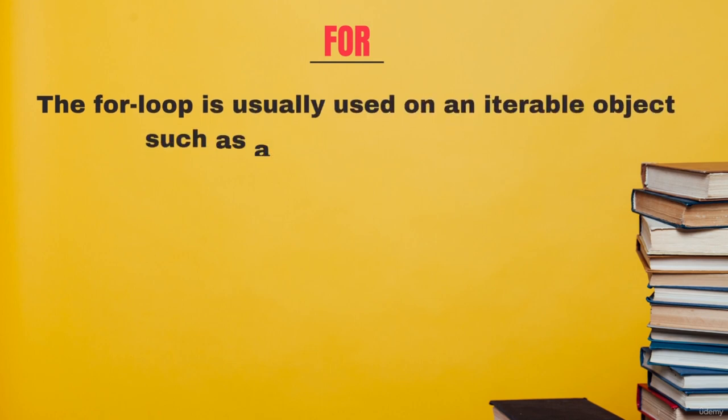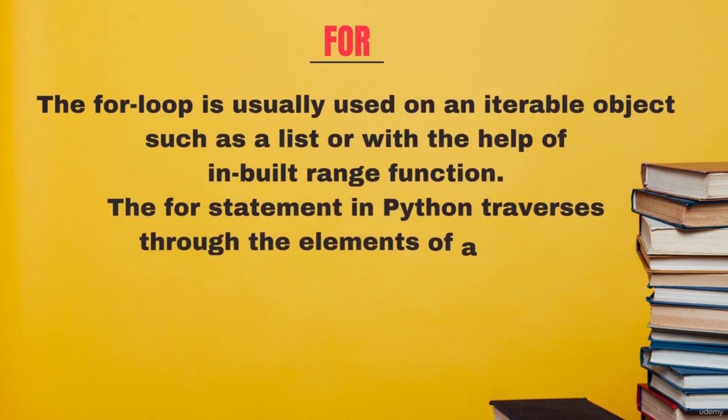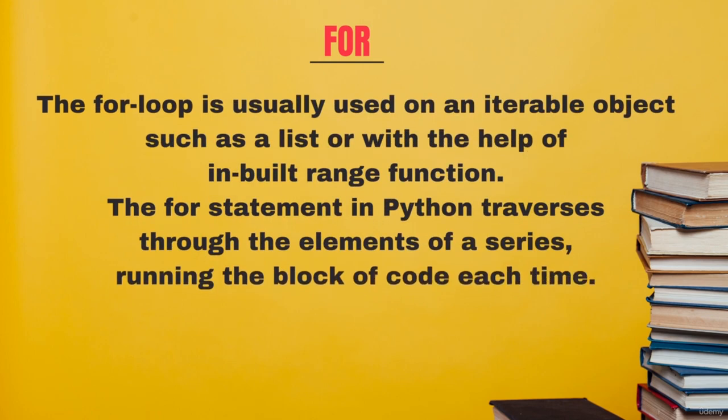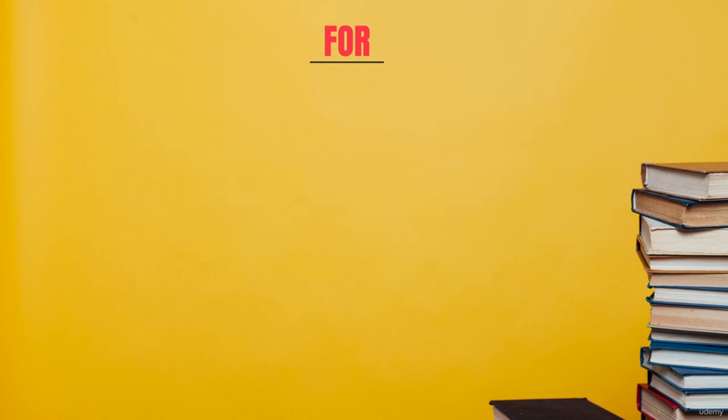The for loop is usually used on an iterable object, such as a list, or with the help of the inbuilt range function. The for statement in Python traverses through the elements of a series, running the block of code each time. The syntax of the for loop looks like this.